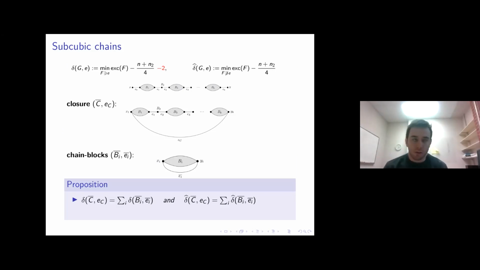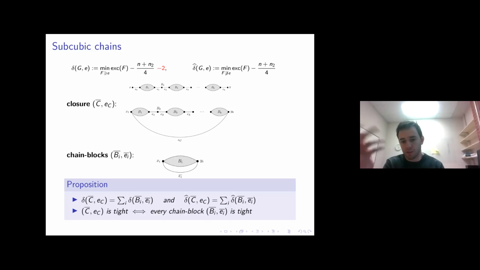For when G minus C isn't 2 connected and it's 1 connected, and you're essentially the closure of some subcubic chain, then the delta and delta hats are just the summations of the respective chain blocks. Straightforward idea. Thus, if a closure of a chain is tight, every chain block is also tight. Again, should be straightforward.